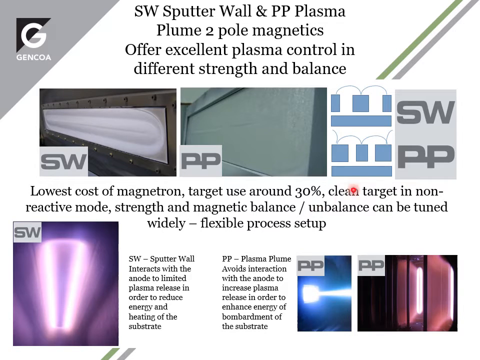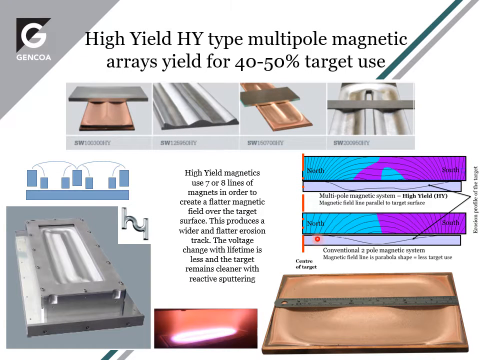So two-pole systems are very efficient at sputtering targets. Target utilization is limited to up to about 30% because it's a fairly simple field. But it can produce a very efficient sputtering plasma. You can produce quite clean targets if it's designed correctly, and you can mix strengths and degrees of balance and unbalance. So it's fairly flexible and efficient, and also it's the lowest cost option for the choice.